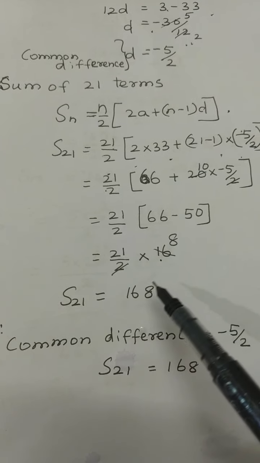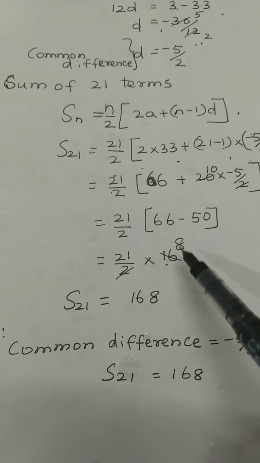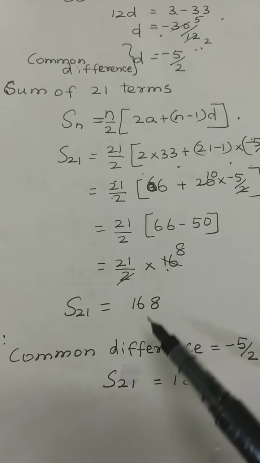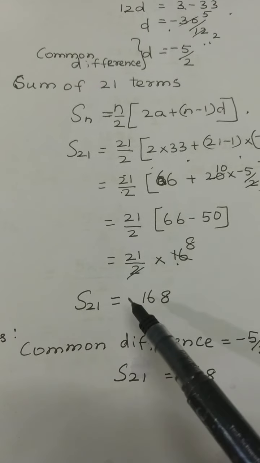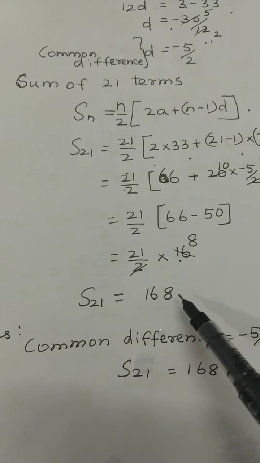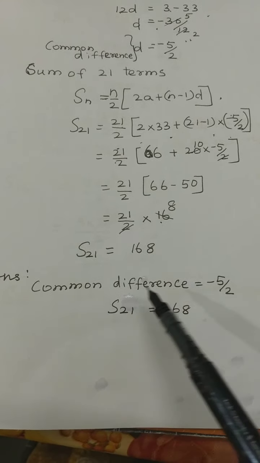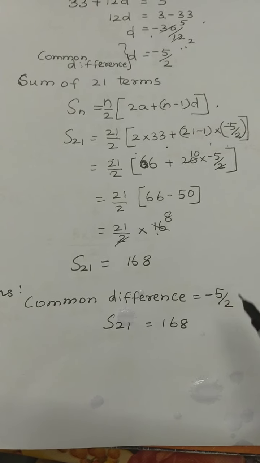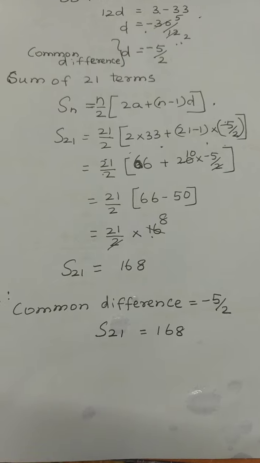21 by 2. Now you can cancel 2 and 16. That is 8. 21 8s are 168. So we have found that the sum of 21 terms is 168. Then the answer: they asked, the common difference is equal to minus 5 by 2 and the sum of 21 terms is 168.